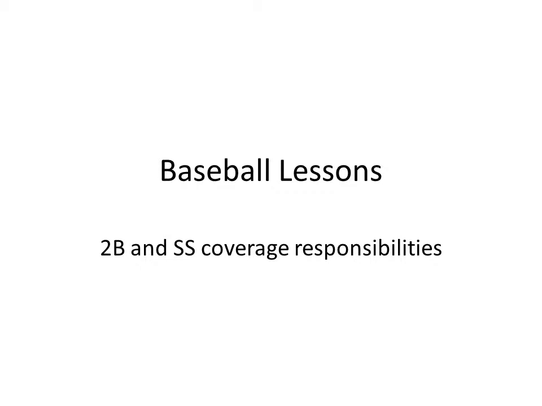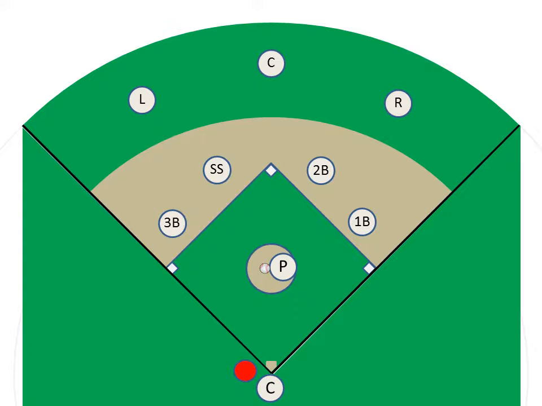In this lesson, we're going to talk about the basic coverage responsibilities of the second baseman and the shortstop. The second baseman and the shortstop have a specially shared responsibility to cover second base. Whenever the ball is hit near the second baseman and the second baseman must make a play on it, then the shortstop should cover second base. And whenever the ball is near the shortstop or in his field, then the second baseman needs to cover second base.